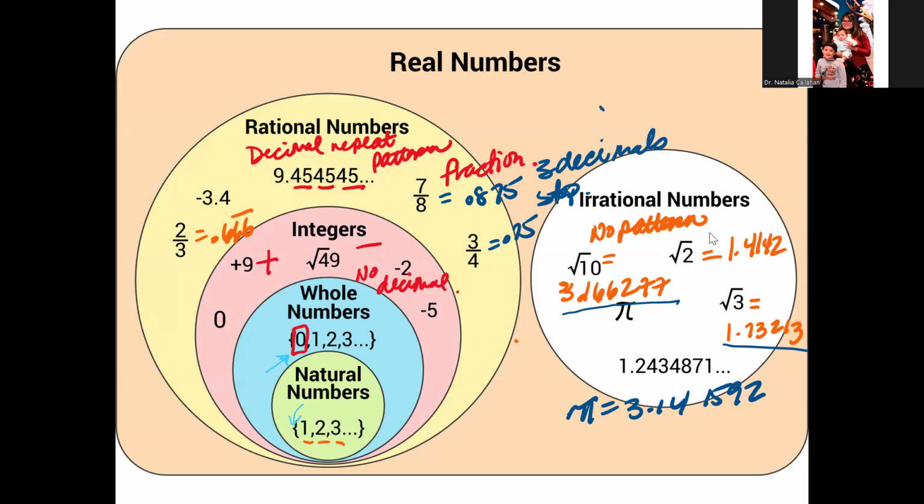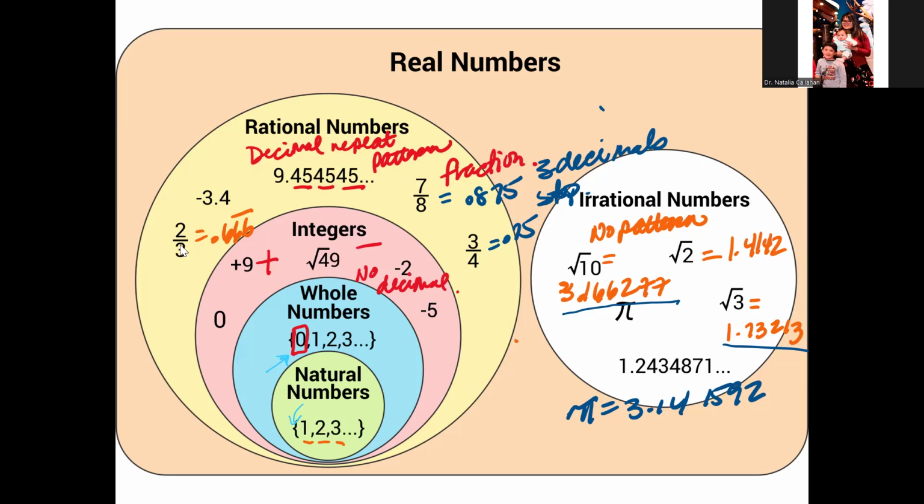Irrational numbers are these numbers right here. You got to convert the square roots and the fractions into decimals. If the decimals have no pattern, they're irrational, okay? Like pi, for example, is 3.141592, blah, blah, blah. There's no pattern. Square root of 2, square root of 3, this is what it equals to, right? And there's no pattern, right?